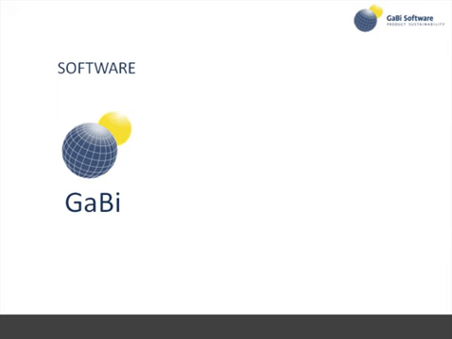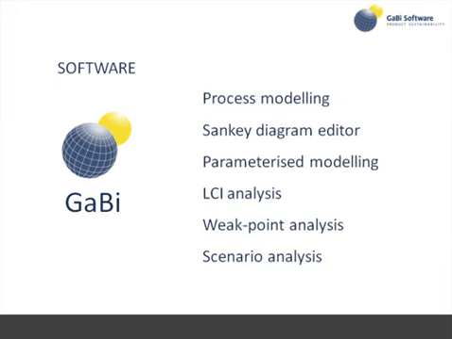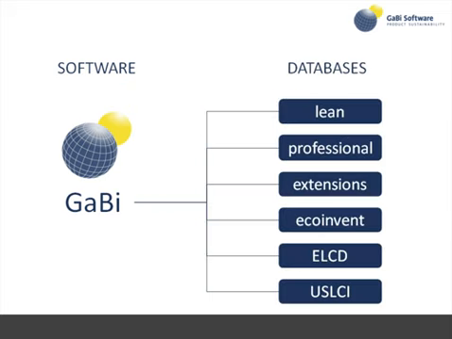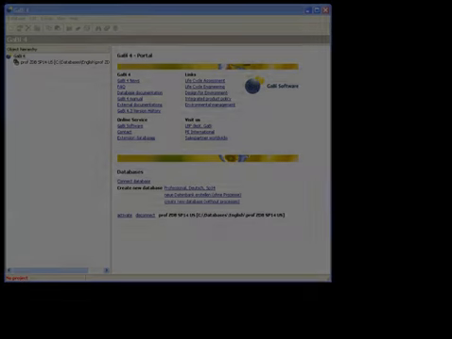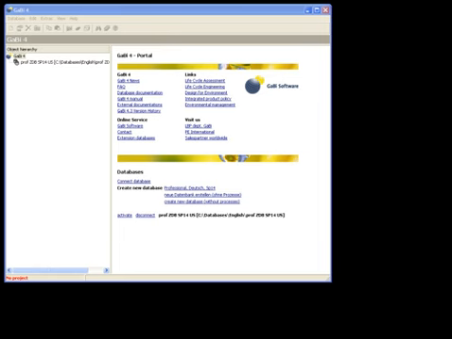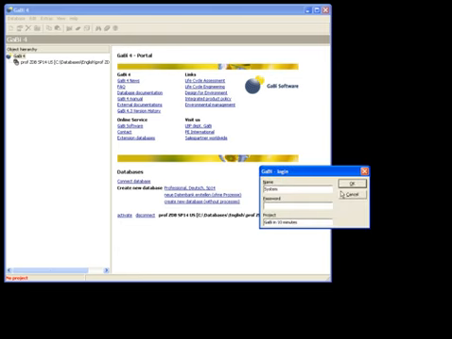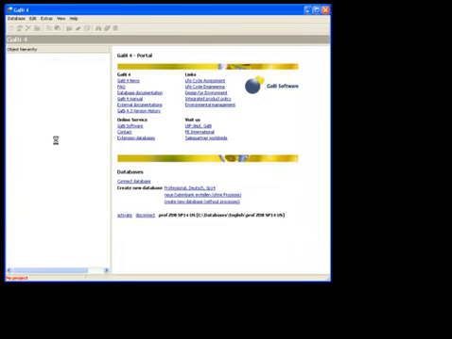A GaBi installation consists of the software containing the different functions of the software and databases containing material and process information. It doesn't matter which version of GaBi you use, you will always have access to the full functionality of the software. Over the last 20 years, PE International has developed a large variety of databases for use with the GaBi software. In addition, the EcoInvent database can also be used. By connecting and activating a database, its contents are loaded and displayed in a folder hierarchy.